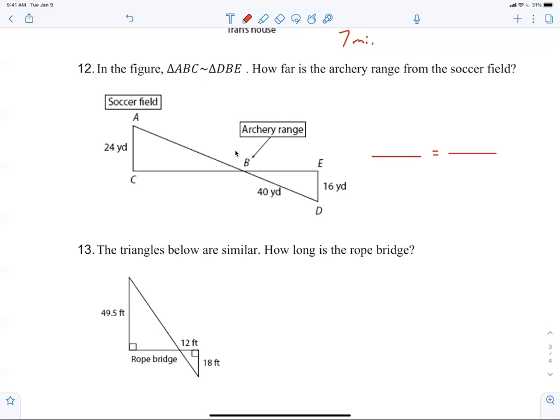Well, look at a triangle with both sides given. What triangle has both sides given? DEV. So what are the two sides given? 40 and 16. Right, so I'm just gonna put 40 and 16 down. Now 40 is from what? B to D, right? So B to D corresponds to what? A to C. Yes, so we don't know that, so that's X over 24. Yeah, there you go.